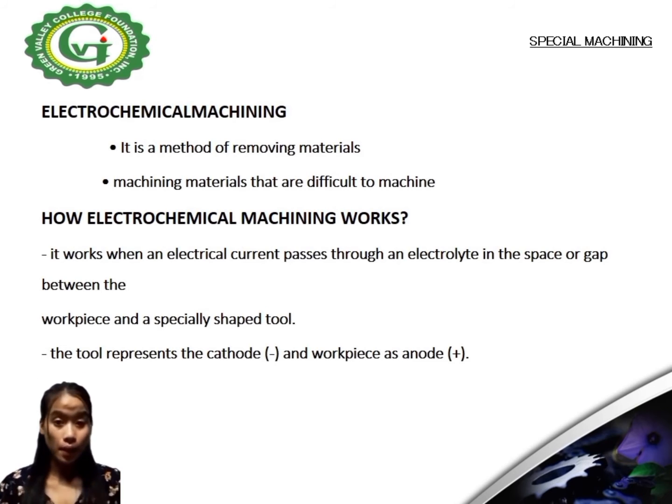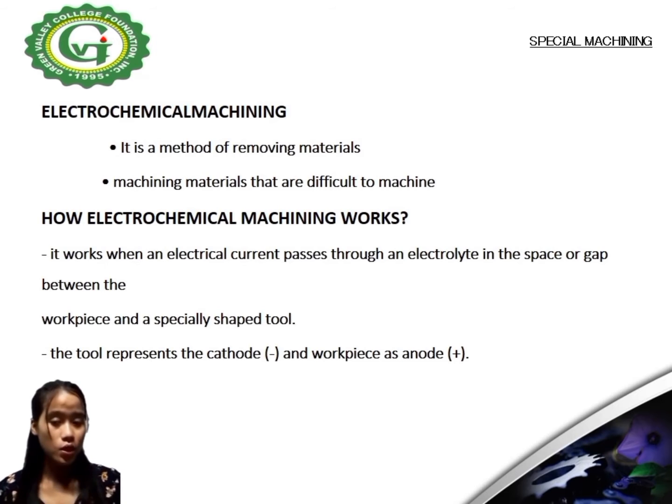Now, let's talk about the advantages and disadvantages of ECM. The advantage of ECM is that it can be used on the hardest metals. Also, it can be used on thin and delicate work without the job becoming out of shape. And lastly, the completed job shows almost no distortion because of the very little heat generated.